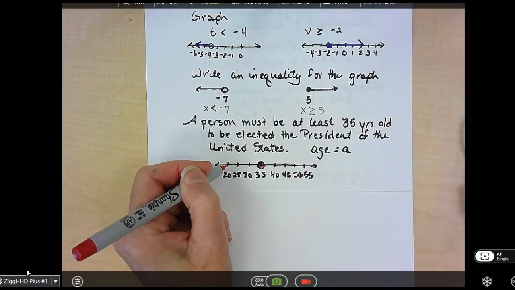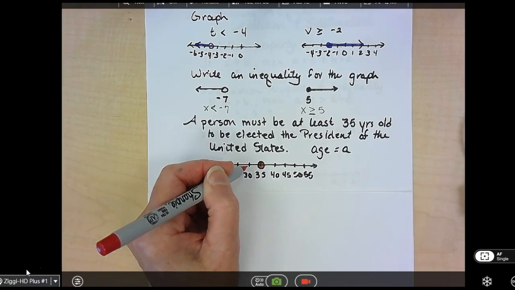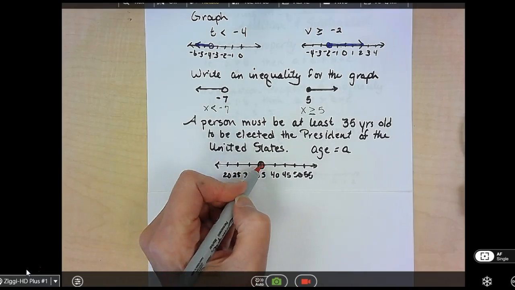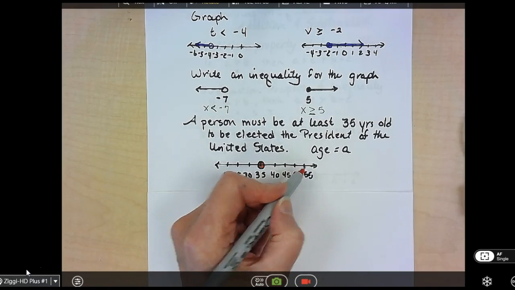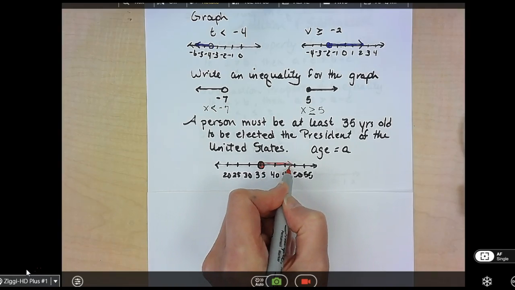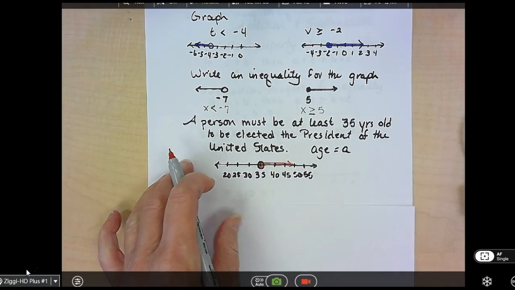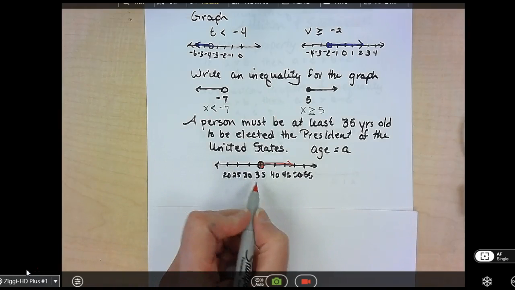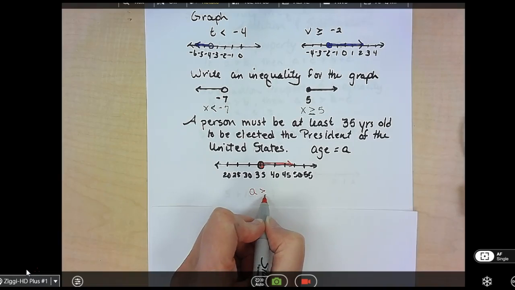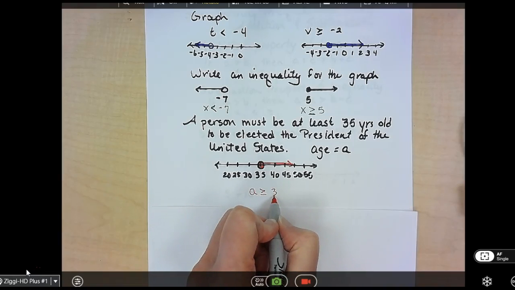Can he be 20, 25, 30? The least amount he can be is 35. He could be 45, 55. So we're going this direction on our number line. So now we can write our inequality that our age for our president has to be greater than or equal to the 35.